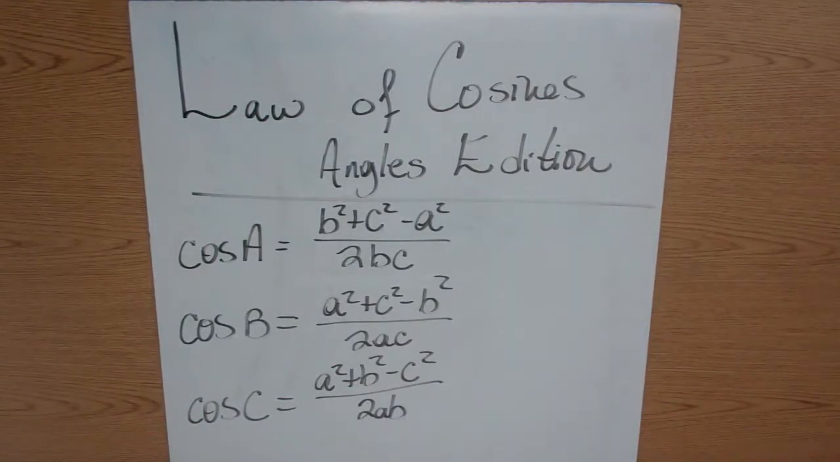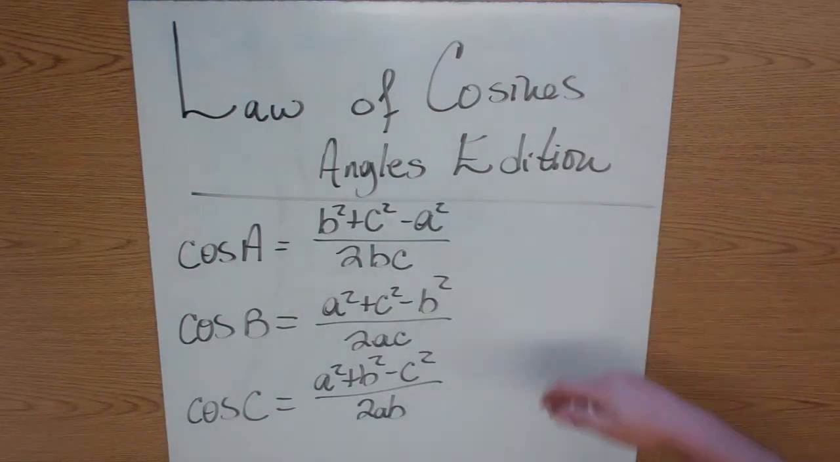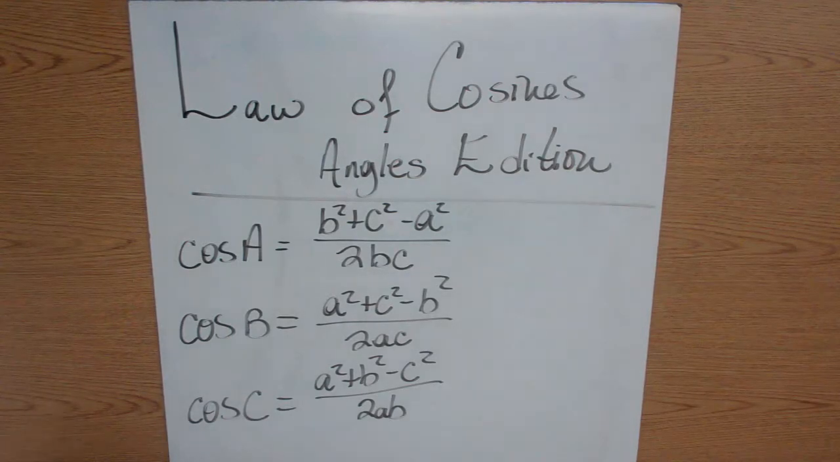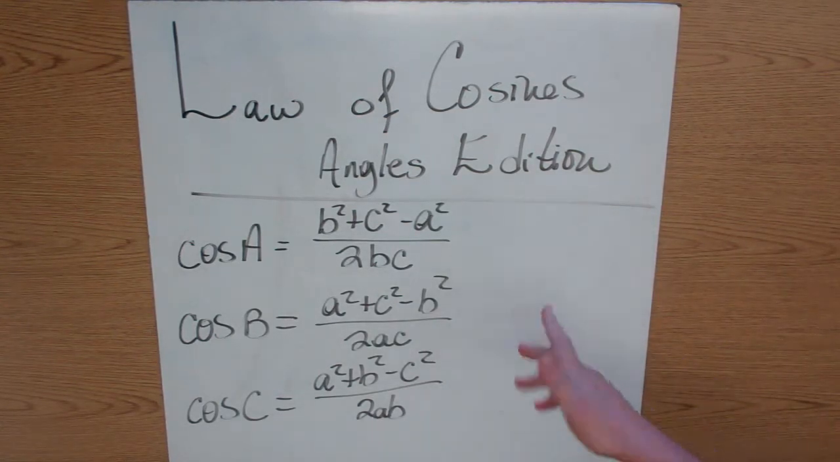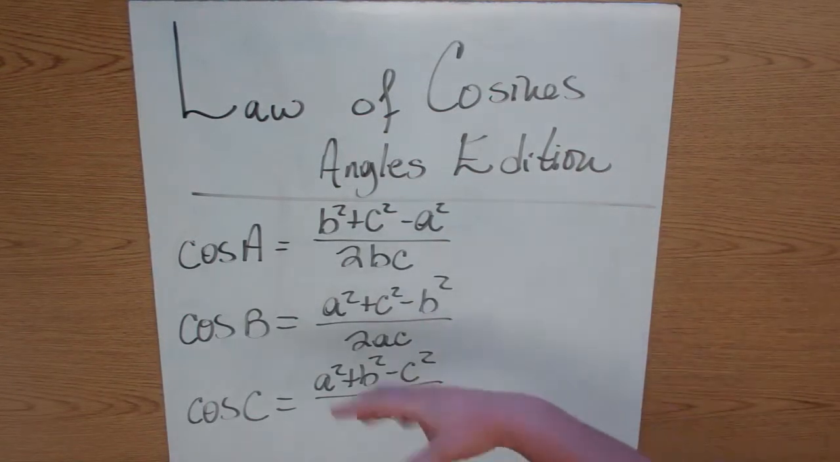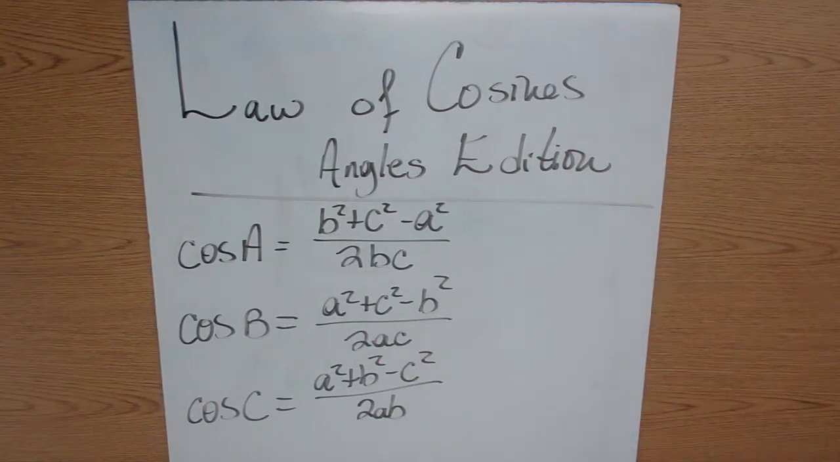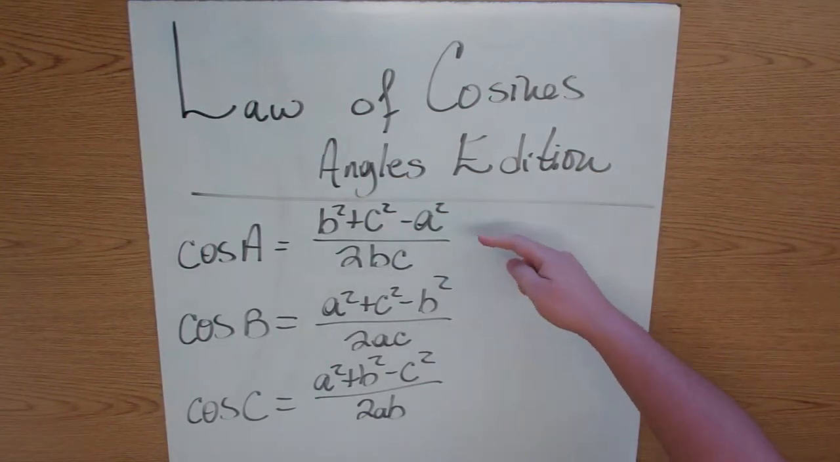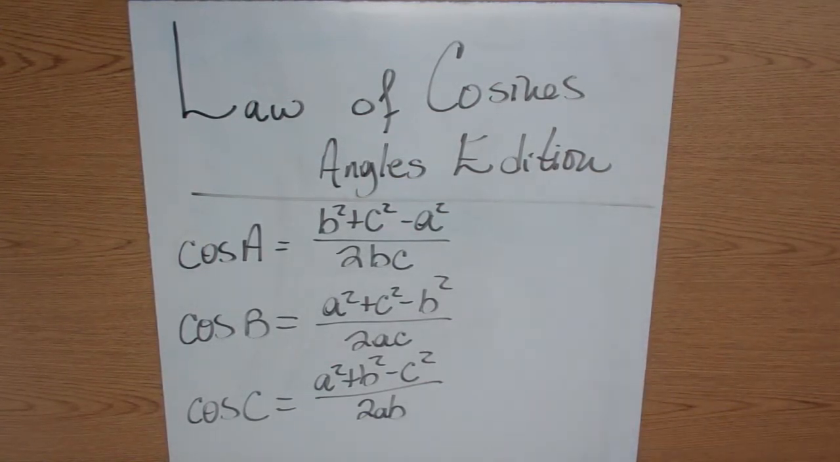Alright, in this video, we're going over law of cosines again, but this time it's the angles edition of the law of cosines. So before, we were solving for a missing side given an angle and two other sides. Now, you can actually take the law of cosines, because this is the same formula, I've just rearranged it a little bit. Given only the three sides, you can solve for the angles.